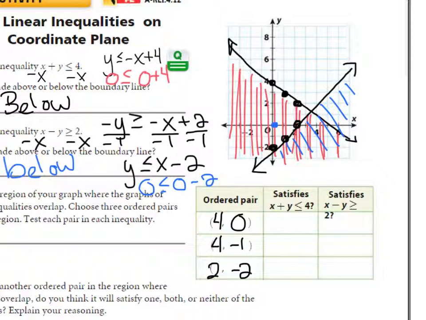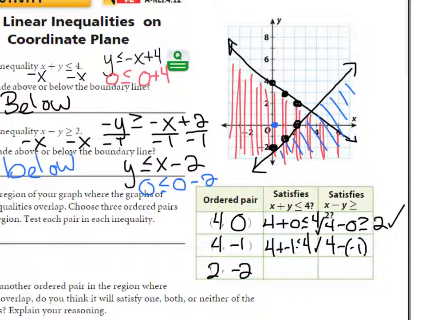So for the first one, 4 plus 0, is that less than or equal to 4? It might not be less than, but it is equal. So far so good. And does 4 minus 0, is that greater than or equal to 2? And that's yes. So I'm going to put little check marks here. So that point worked. 4, -1: is 4 plus -1 less than or equal to 4? Yep. And 4 minus -1 greater than or equal to 2? Well, this would actually be a 5, so yep, that's greater than or equal to 2.